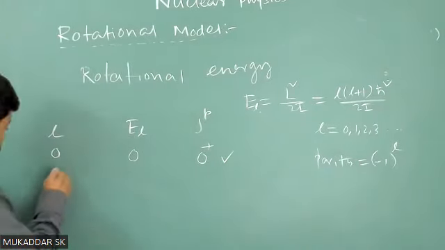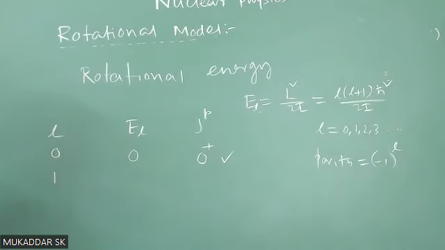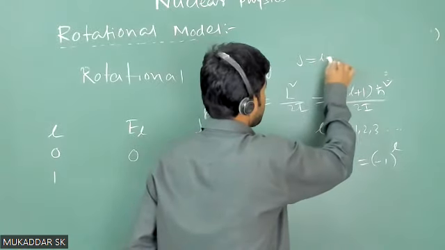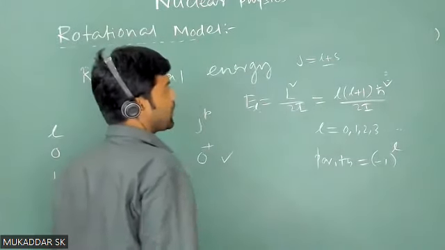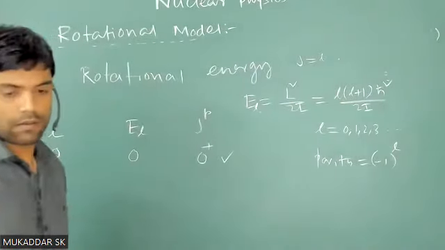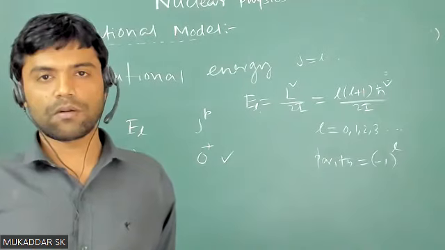Then if you take L equals 1, what will be the E_L value? Here J is equal to L. Why J equals L here? What is J? J is the summation of L plus S, that is L plus S or L minus S. But why am I taking only L? Can anyone tell me why I'm ignoring the S part?